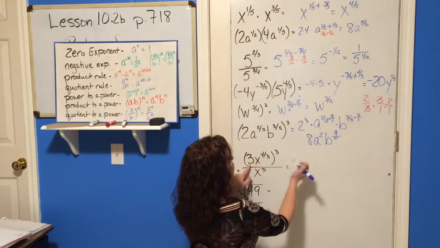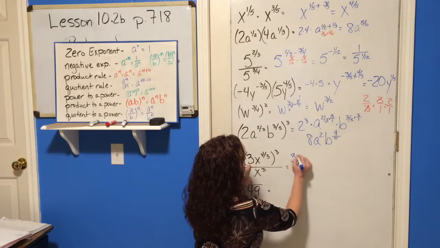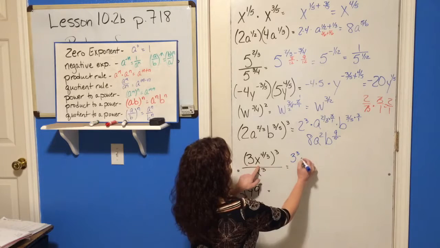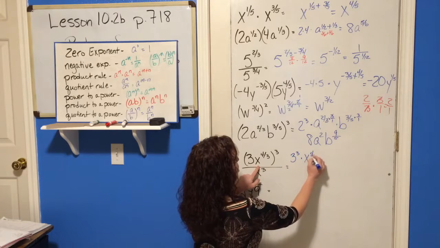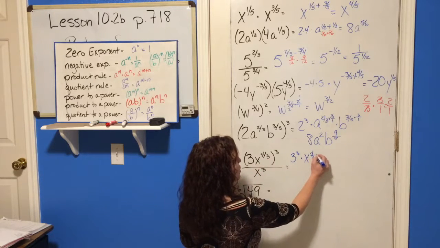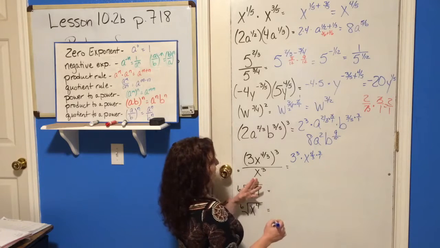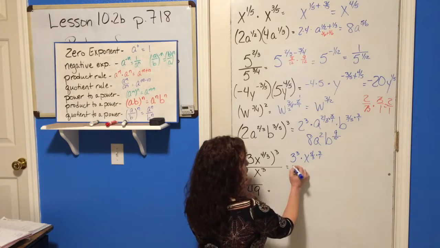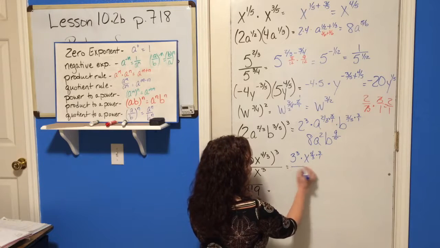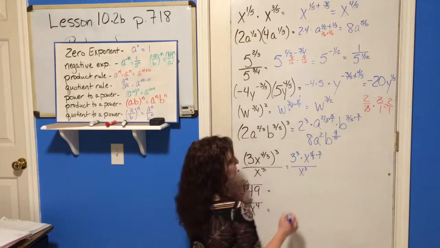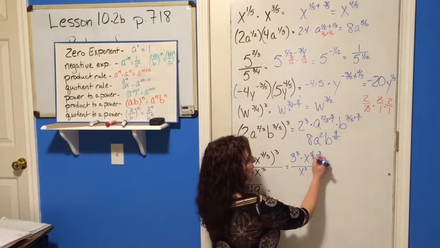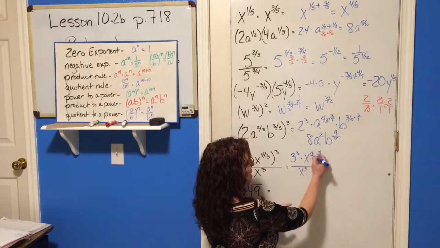That's a good idea. So 3 cubed times x to the 4/3 raised to the 3rd, so times 3 over 1. And then you can leave this over x to the 3rd for this step. So then the 3's cancel, and that leaves me with x to the 4th.